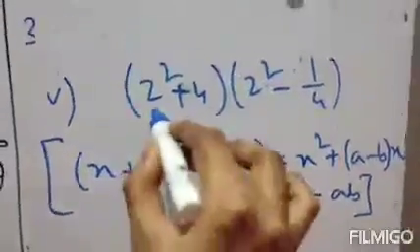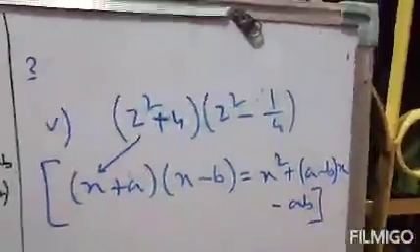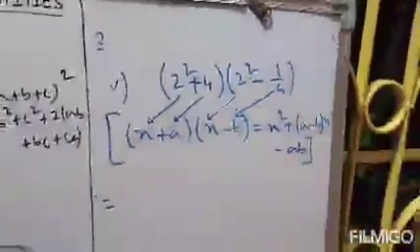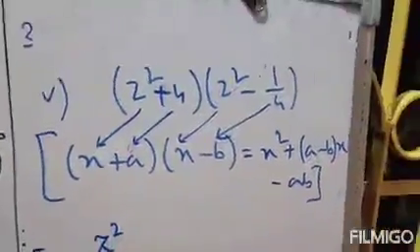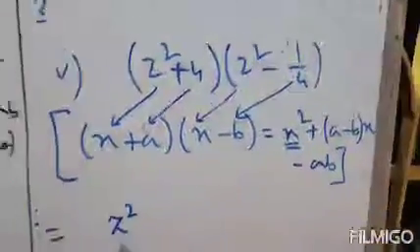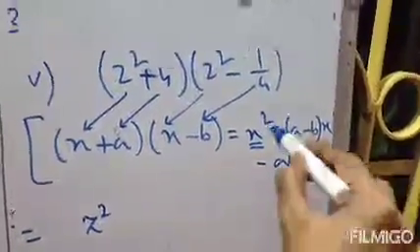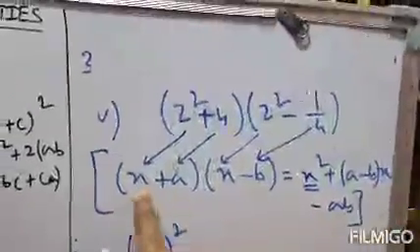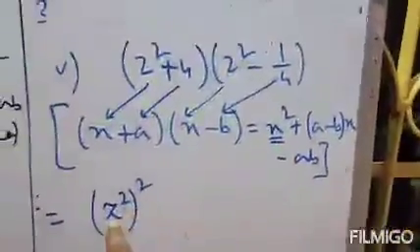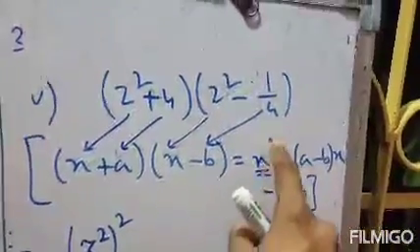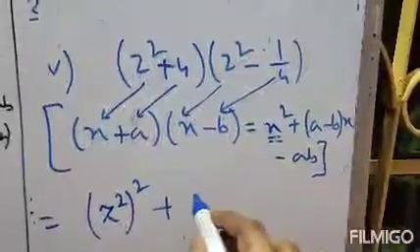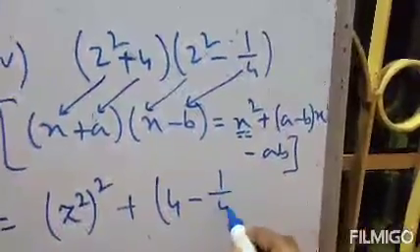Just put the values. The value of x is z², a is 4, and b is 1/4. So here the value of x is z², so we have to put z² instead of x. This is very confusing, just listen carefully. The value of x is z². Clear? So we will write z² instead of x, and since x is squared, we put this into the square. Now plus (a - b), a is your 4 and b is your 1/4.